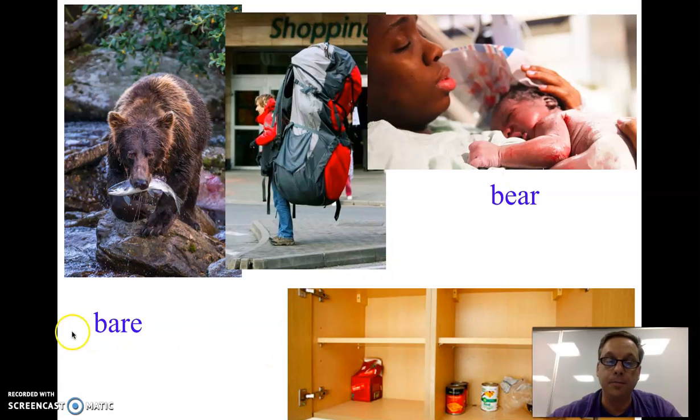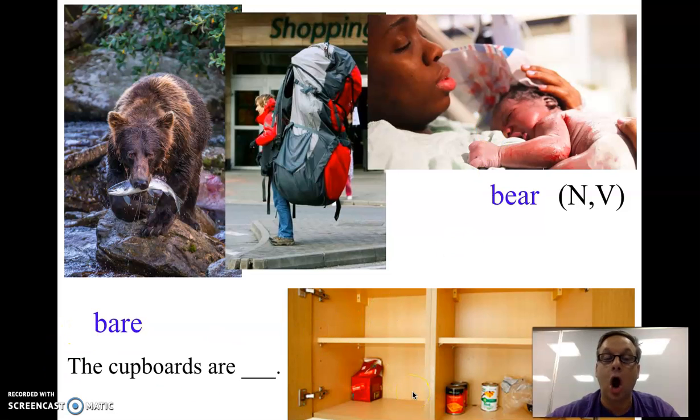This bear, B-A-R-E, means to be empty or also to be without clothing, for example. When you take a shower, you take a bath, you are bare. Your skin is bare. There is nothing covering it. One difference, noun or verb: bare here. The cupboards are bare. Be verb, what comes after the be verb? Usually it is an adjective, so bare, the adjective.